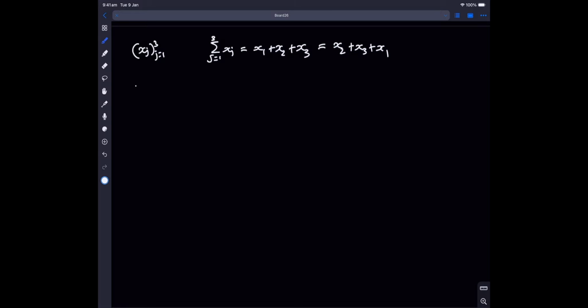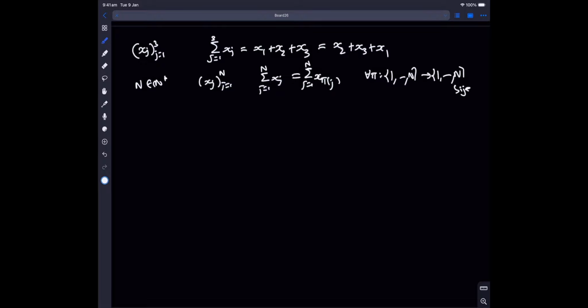Now, more generally speaking, if you have finitely many real numbers, you can change the order of summation whichever way you want. That is to say, you can use any permutation of the finite set 1 to n, right? Any bijection like that. For instance, in the previous example here, the bijection would send 1 to 2, 2 to 3, and 3 to 1, and the final sum won't change.